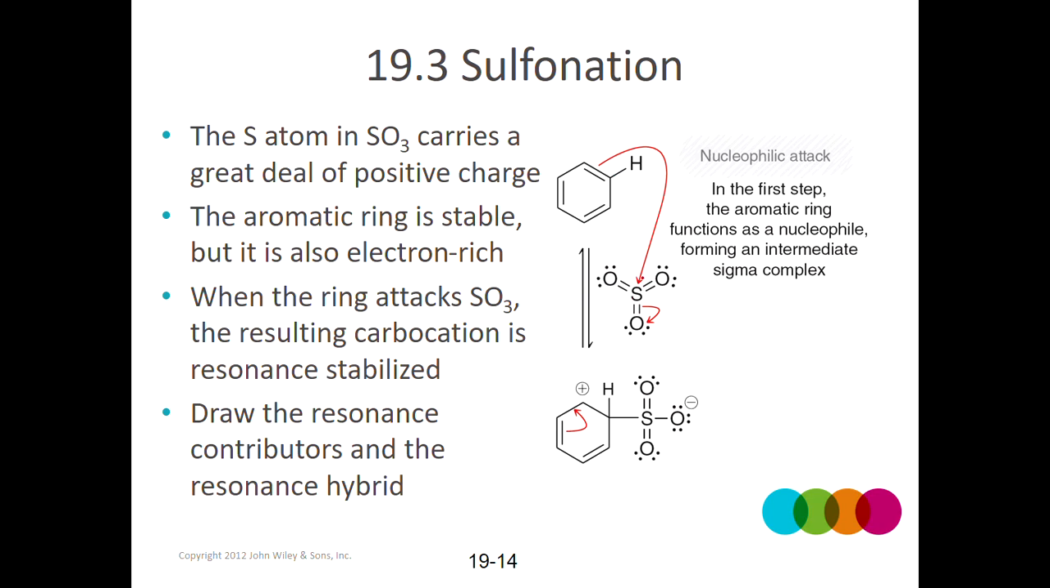So the aromatic ring will attack. It'll create this intermediate, the carbocation stabilized through resonance. And then this proton needs to be picked off. Just to draw the resonance contributors real quick. If this electron pair moved in, you'd have the positive charge here. If this electron pair shifts there, you'd have the positive charge here. And those three would all be in resonance with one another.